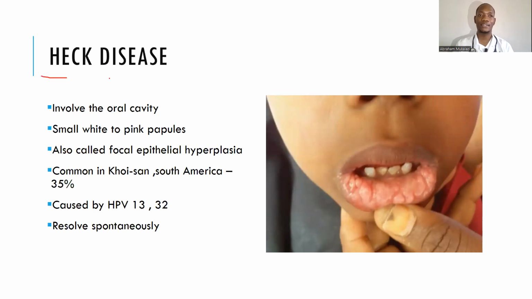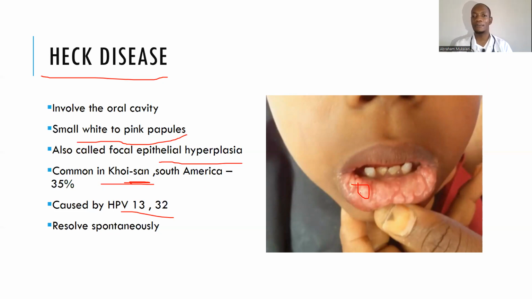Then you have what we call HEX disease. Now, HEX disease is due to HPV-13 and 32, and usually presents in the oral mucosa. In this case, someone presents with small white to pinkish papules, as you can see in this picture. It's also called focal epithelial hyperplasia. It's commonly seen in Asian populations, and also seen in South Africa among the Khoisan. Up to 35% of them have this virus. It is more endemic in that area.